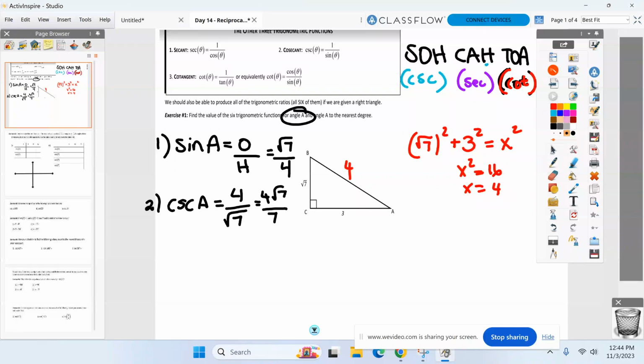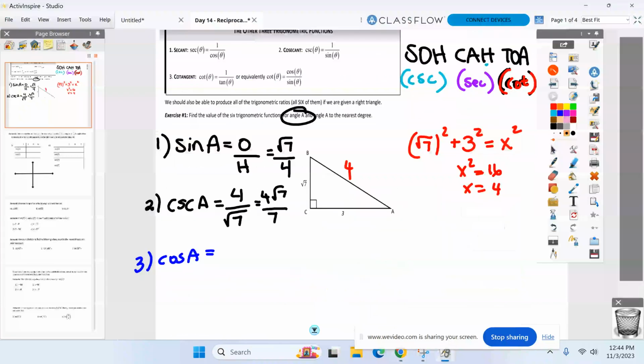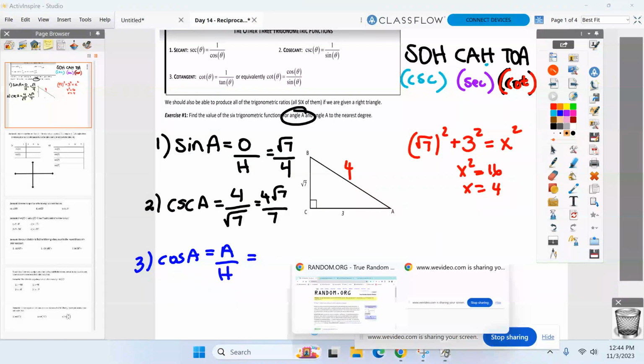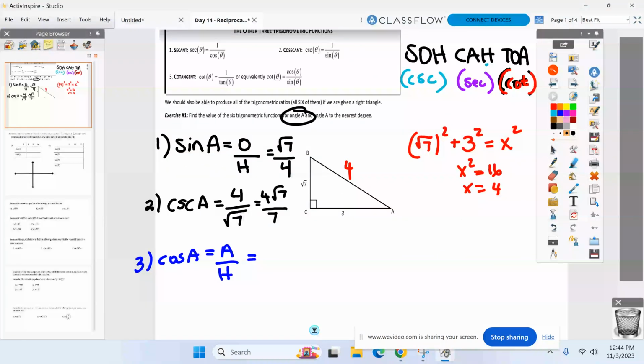Cosine now? Cosine? Doesn't matter the order, but here you go. Cosine A. What do you know about cosine? How can I find the cosine value for Marnie? How can I find cosine? Good. Okay, somebody else. Now that I have all 3 sides, this should go pretty quick. Gabby, what's adjacent to A? 3. Over hypotenuse? 4. Good, so 3 over 4.